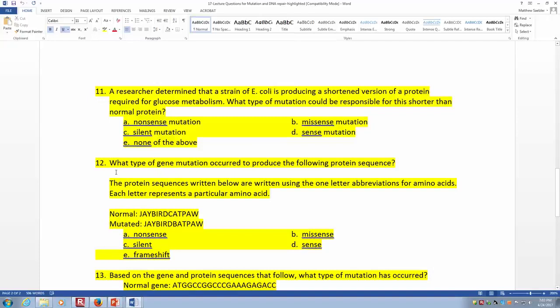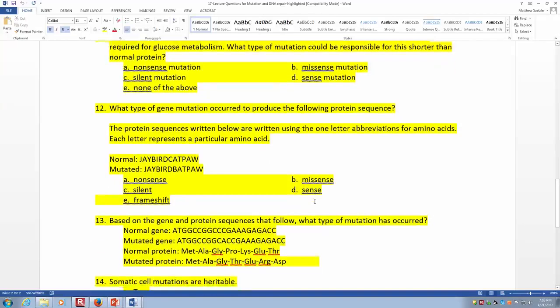Okay, so number 12, what type of gene mutation occurred to produce the following protein sequence? I added this part in here. The protein sequences written below are written using the one-letter abbreviations for amino acids, so each letter represents one amino acid within this sequence. What type of mutation occurred in this case? Right, in this sense, because it only changed one amino acid.